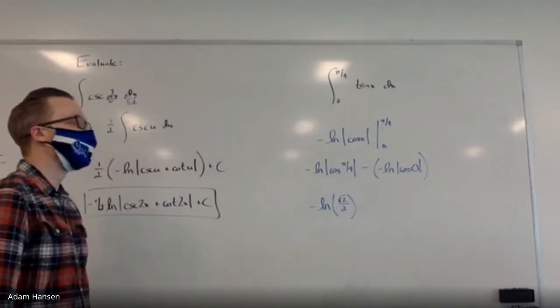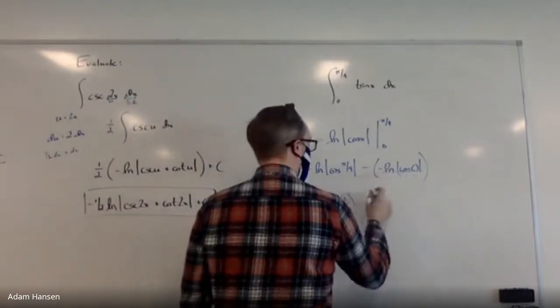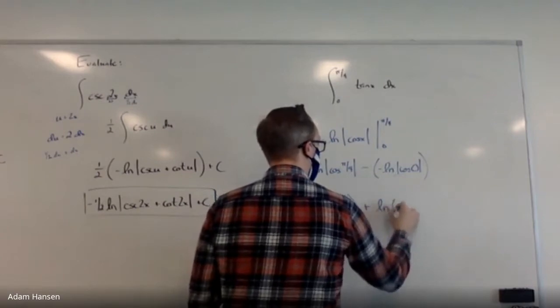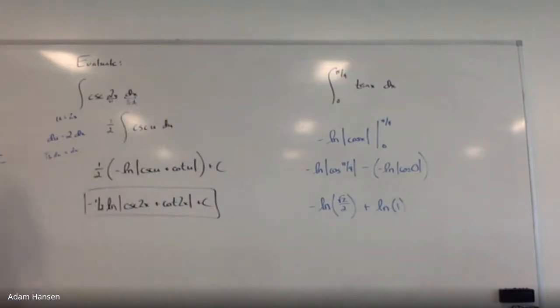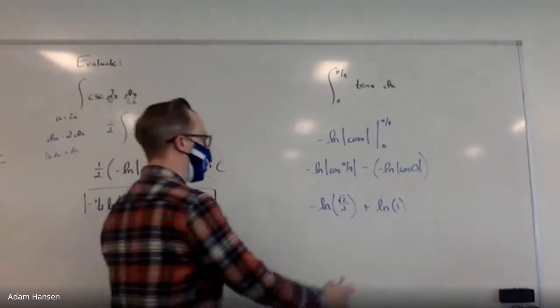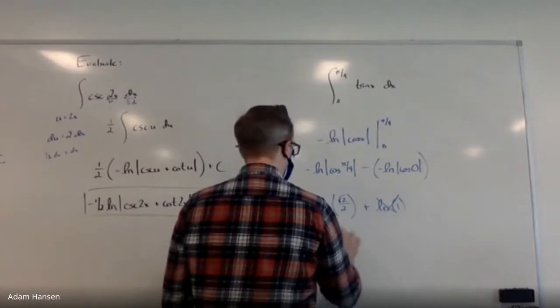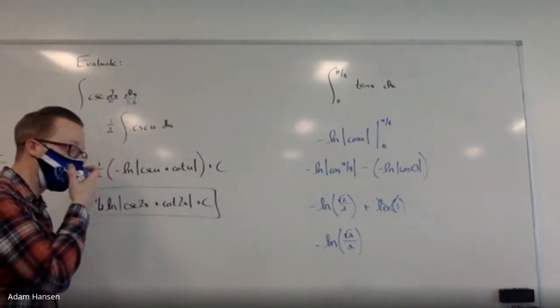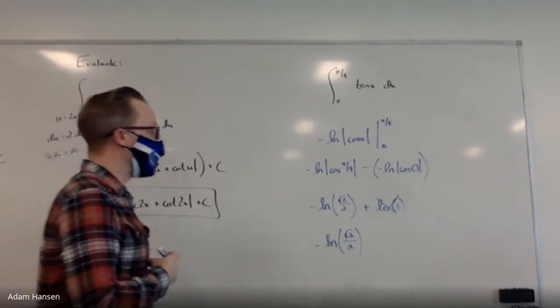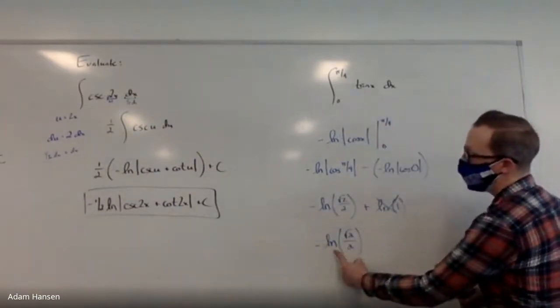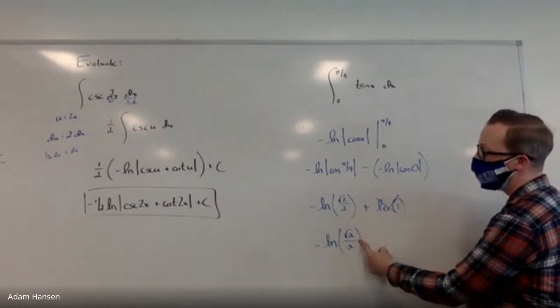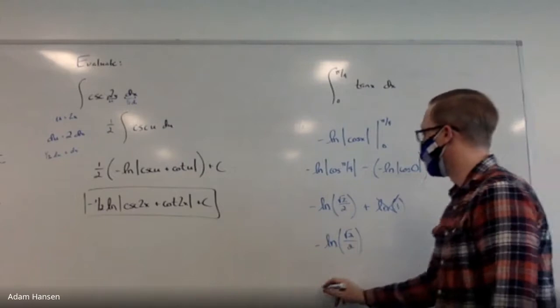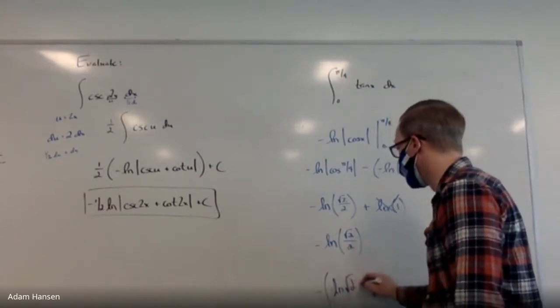What's the cosine of 0 for this next part? 1. So double negative here makes a positive natural log of 1. The natural log of 1? Nothing. So I'm left with negative natural log of root 2 over 2. If I expand that using log properties, the natural log of a quotient, when I expand it, will be one log minus the other log. So negative ln of root 2 minus ln of 2.